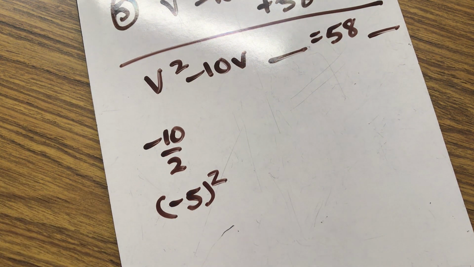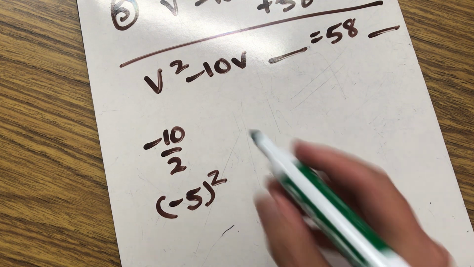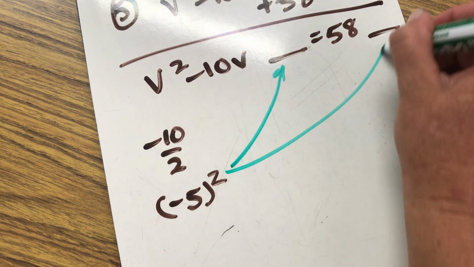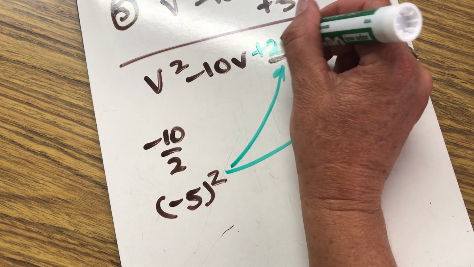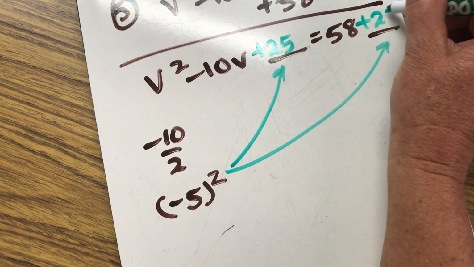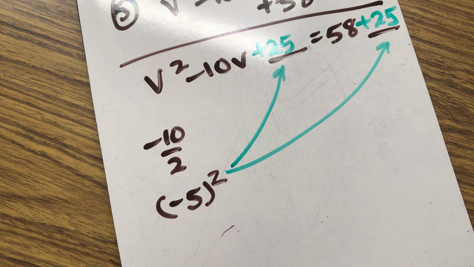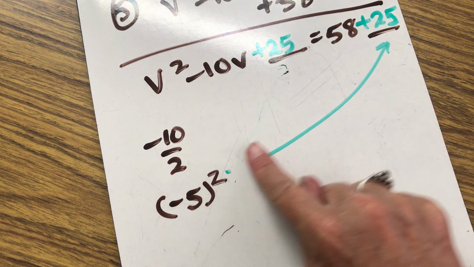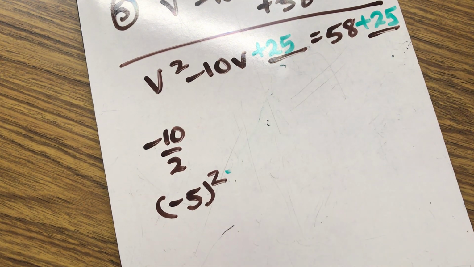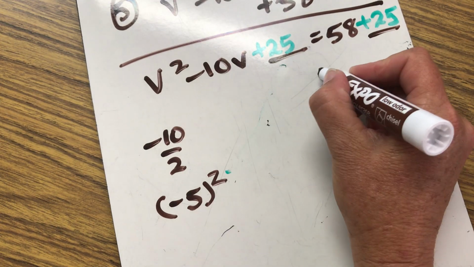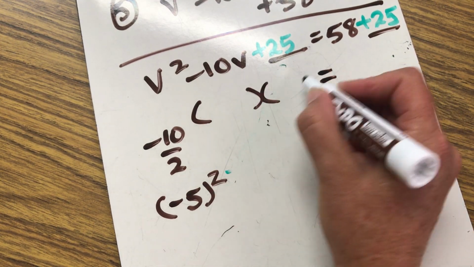-5 times -5. Well, 5 times 5 is 25, and a negative times a negative is a positive. So we're going to add positive 25 to both sides. We're going to factor this side.